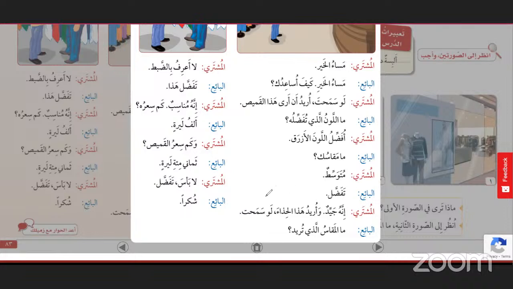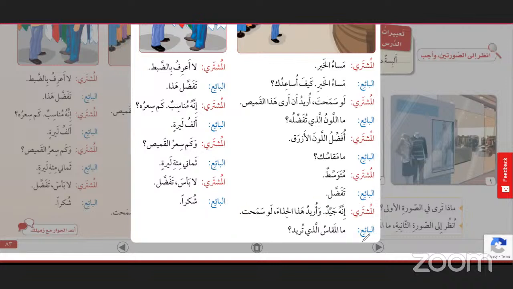Tafaddal. Here you go. Take it. He's giving it and he's saying, here you go. Al-mushtari, what is he saying? Innahu jayyid wa yuridu hada. Indeed, it is good. Inna is indeed. Continue. Wa yuridu hada. Hada al-hida, law samaht. I want this shoe, if you don't mind.